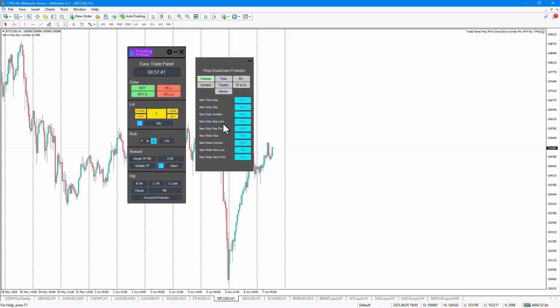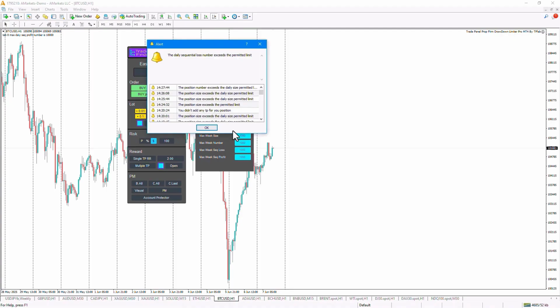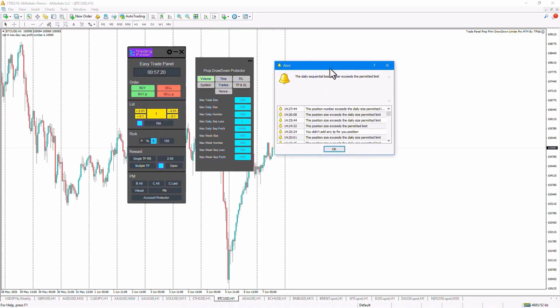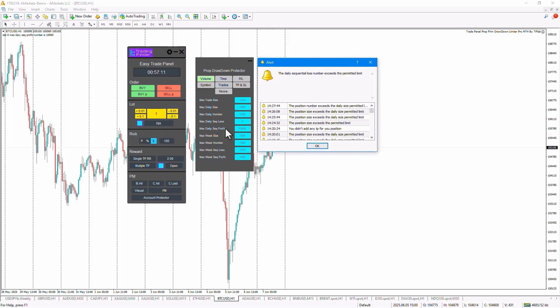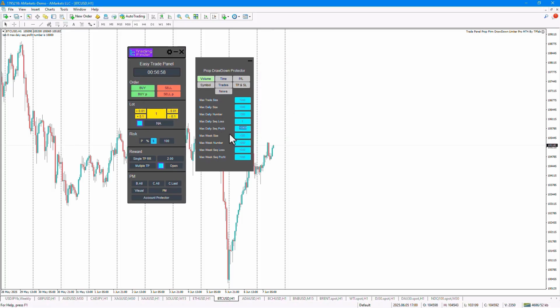The next section is specifically related to max daily sequential loss and max daily sequential profit, where in this context, we can set the maximum number of consecutive losses and the maximum number of consecutive profits. Here you can see that since I set the number 3 in this section, and because the number of trades we opened and the consecutive losses we had was equal to 3, it displayed this message for us, which says, the number of our daily consecutive losses has exceeded the allowed limit. For the profit section, it works exactly the same way. You can set a limit for the number of consecutive stop losses and the number of consecutive profits so that you can prevent greedy trades or revenge trading in the market.